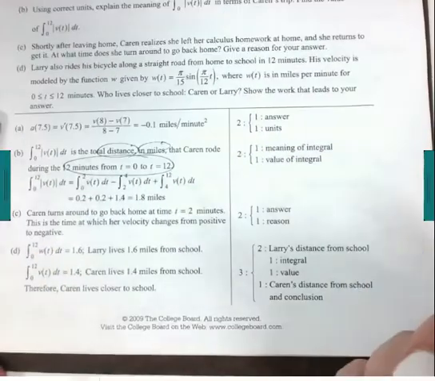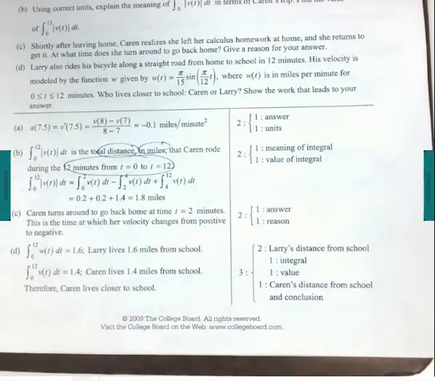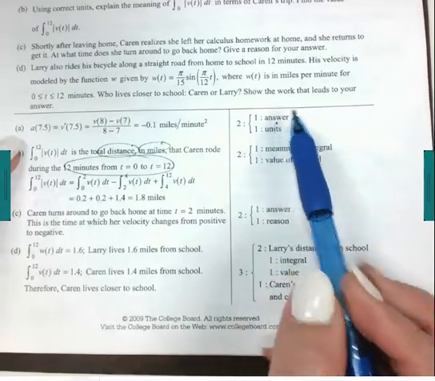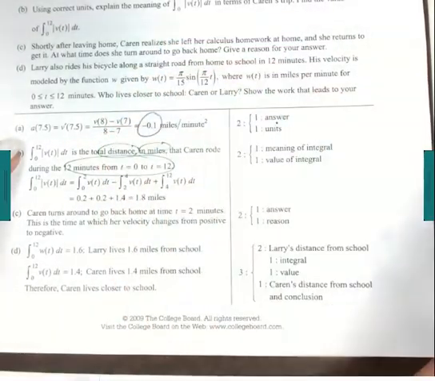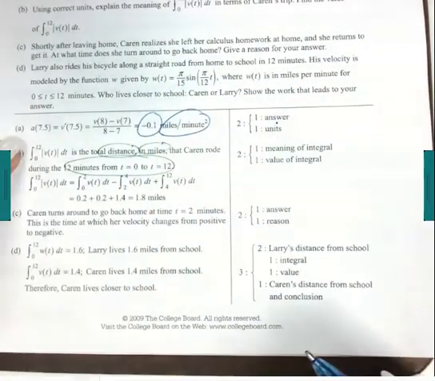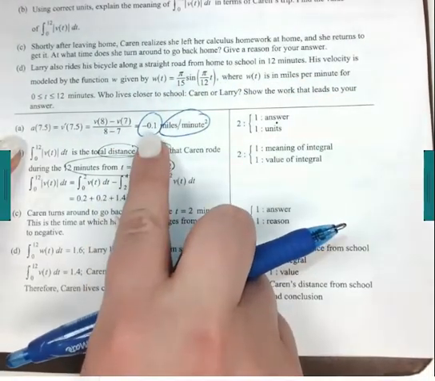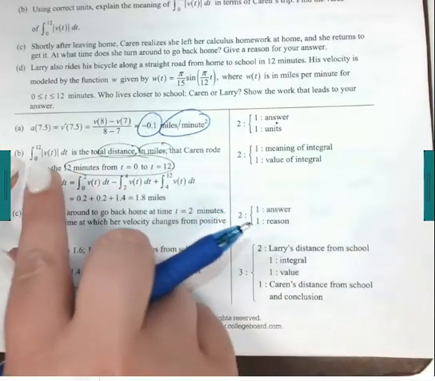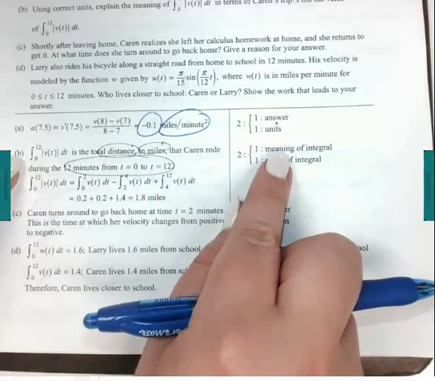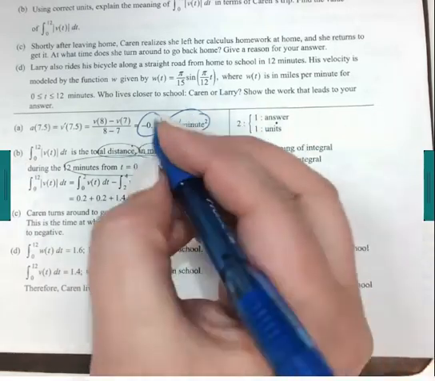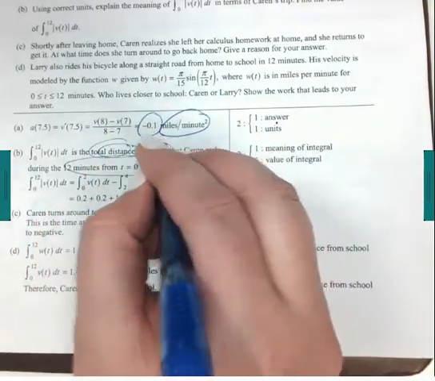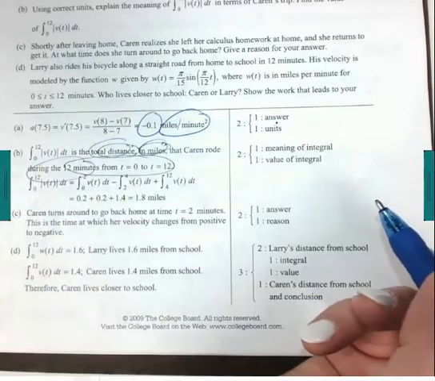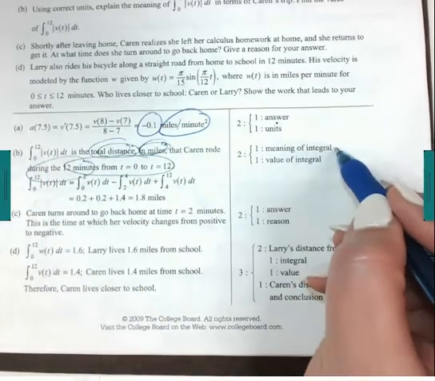So in part A, you would have gotten 2 points. Every FRQ is out of 9. If you're not taking the AP test, just don't listen, but be quiet. Okay, so your answer, negative 0.1, was worth 1 point. Your units was worth a second point. So even if this was wrong, if you put miles per minute squared, you would have gotten half of those points. Okay, in part B, you got 1 point for the meaning, but you had to say total distance in miles over 0 to 12 minutes. If you didn't say all 3, you don't get that point.